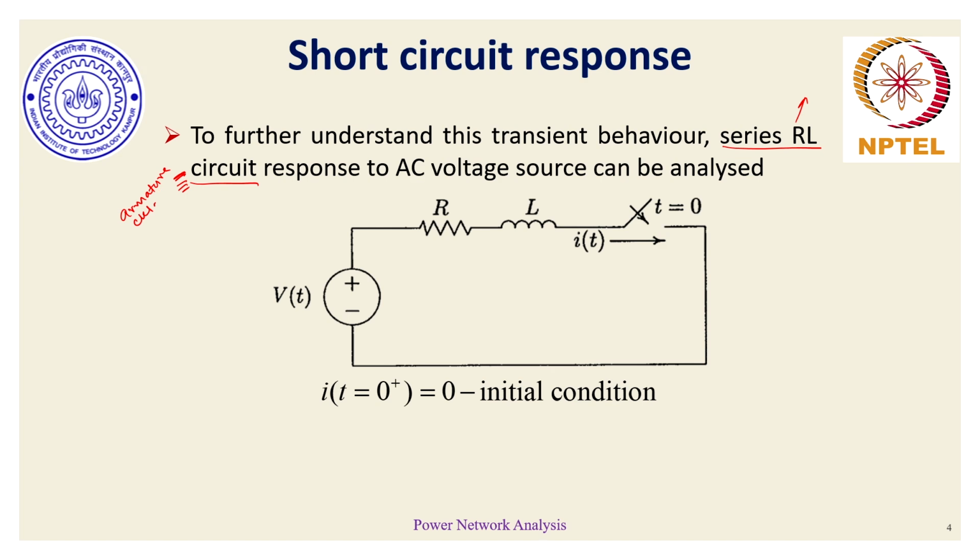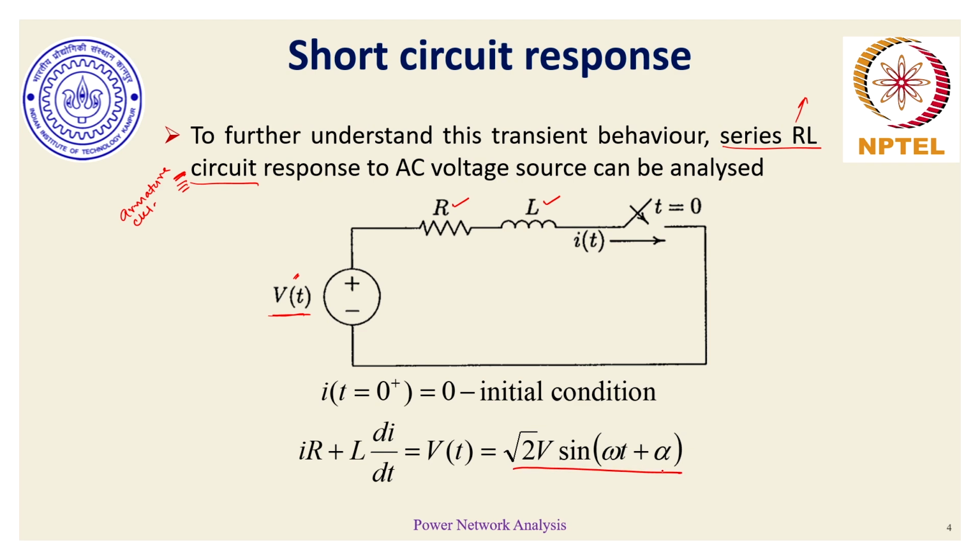If we can understand how the series RL circuit responds to certain switchings with a voltage source VT applied to it, then the same logic would also be true for a synchronous generator which is actually unloaded in the beginning. So what we have here is an RL circuit, some non-zero R, some non-zero L, which is excited by a voltage source v of t. v of t is given as root 2 V sin(omega t plus alpha). So this is the time varying form of v of t.